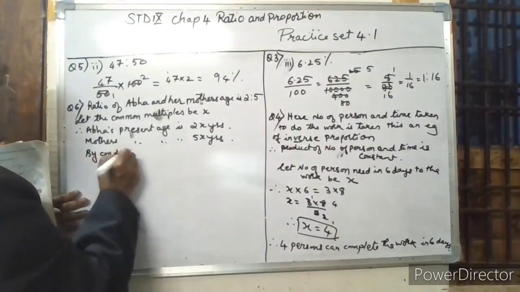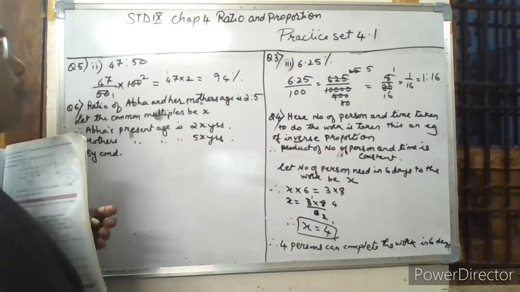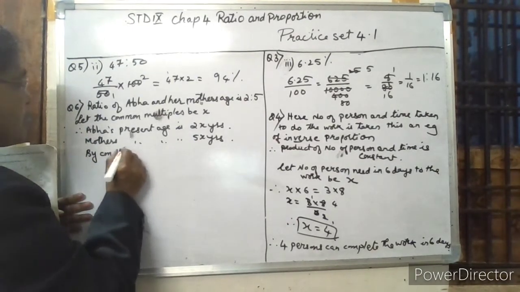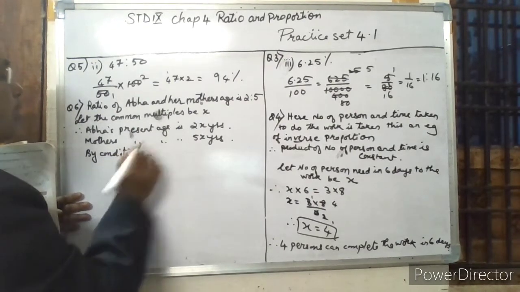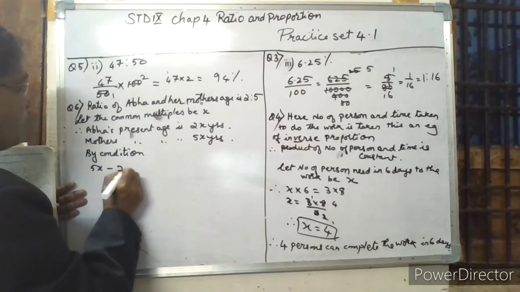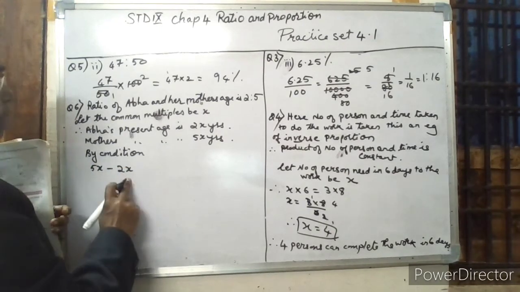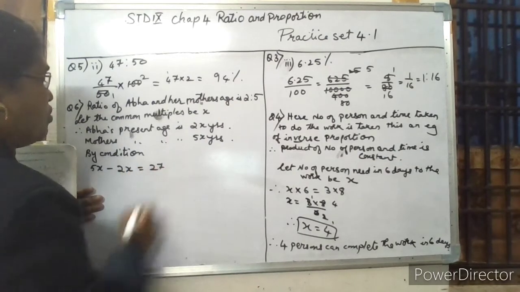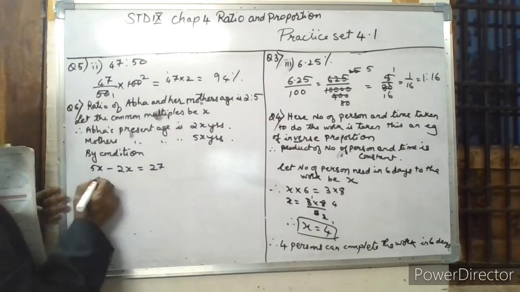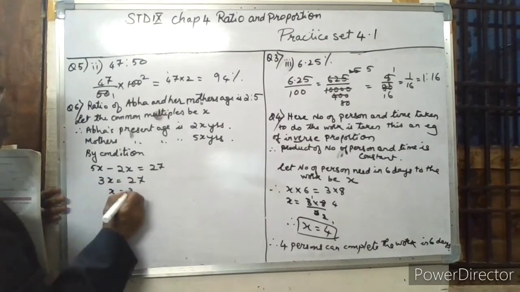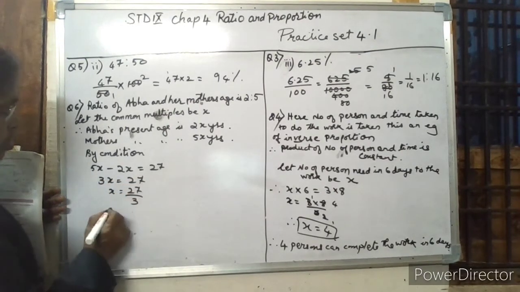We know that their age difference is 27 years, by the condition given. That is 5x minus 2x, mother's age minus daughter's age, is equal to 27. So it forms an equation. So this is 3x is equal to 27. So x value is equal to 27 by 3. So x is equal to 9, since 3 9s are 27.